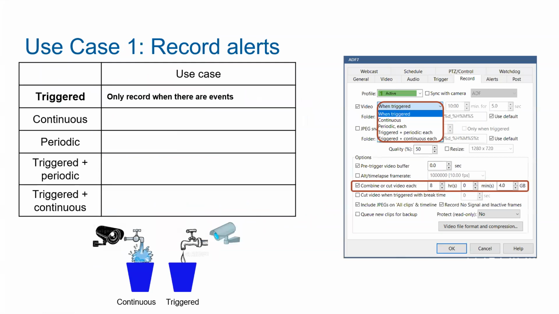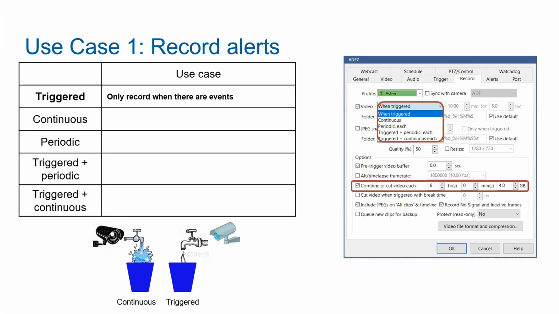All right, so basic use cases. Use case one is that a lot of people just record alerts. The reason they do that is, especially if your Blue Iris is for your home, for most homes there is very little activity, so recording 24/7 might be considered wasteful, and all you really want to record is just the events. This is a very common setting for homeowners.